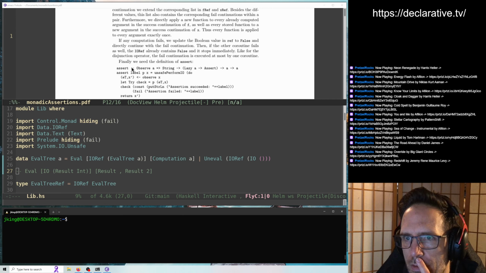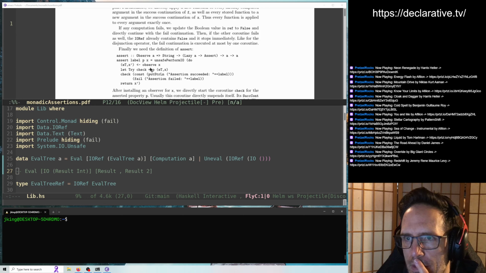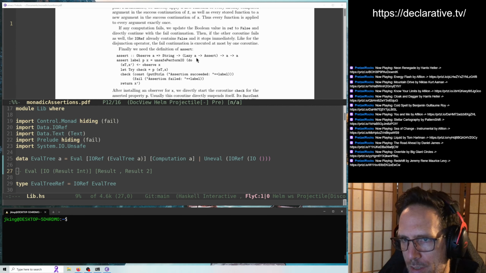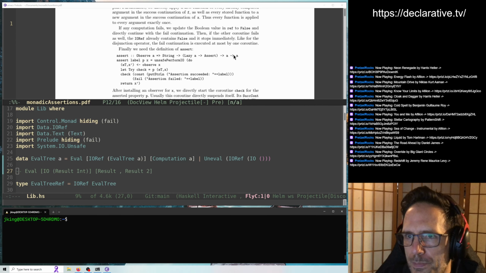Finally, we need the definition of assert. Okay, so this is where we evaluate observe of our x. So the arguments to observe will be a string. I'm guessing that's going to be the label, yeah. Our predicate. So this is what the user is going to write. Instead of just an expression that evaluates to Boolean, you're going to give us a function. We got a lazy A to assert. The A, the value of the expression you're wrapping in this assert, which returns in the case where this is true.